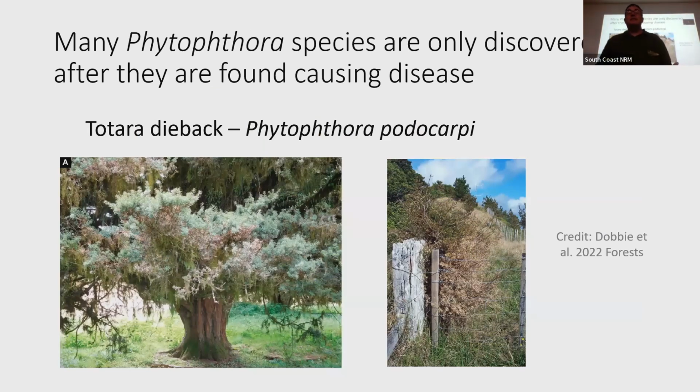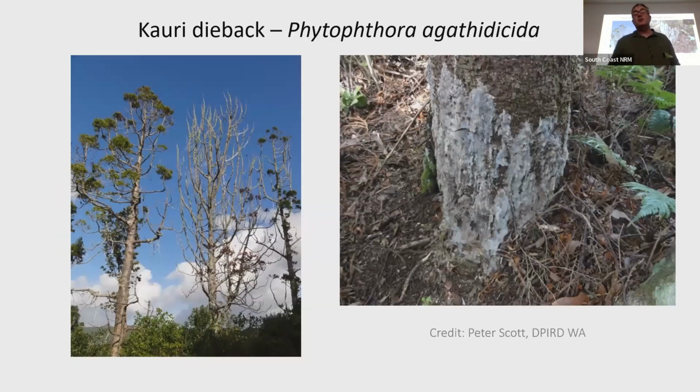Now, many Phytophthora species are only discovered after they are found causing disease. And this sort of makes sense. Why would we go looking for these pathogens unless we saw them causing massive diseases? And here are some examples. Phytophthora pluvialis, or Phytophthora agathidicida, causes massive disease on kauri in New Zealand. This species was only discovered after we saw the disease. Kauri dieback is a truly heartbreaking and devastating disease, causes massive dieback, awful bleeding cankers. This species was new to science until we found the disease. And this sort of makes sense.